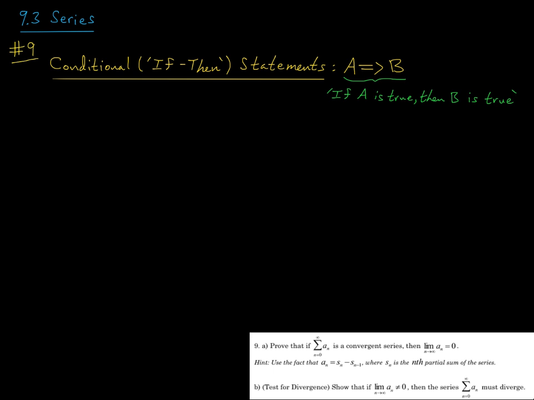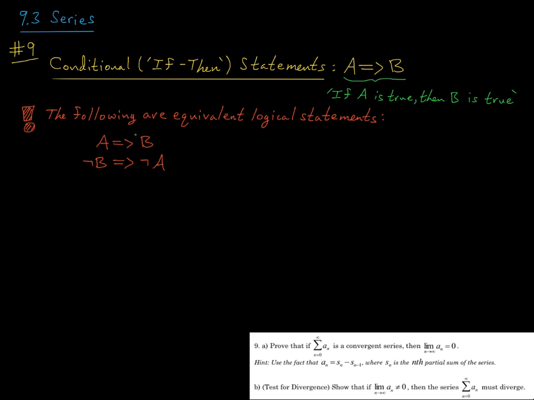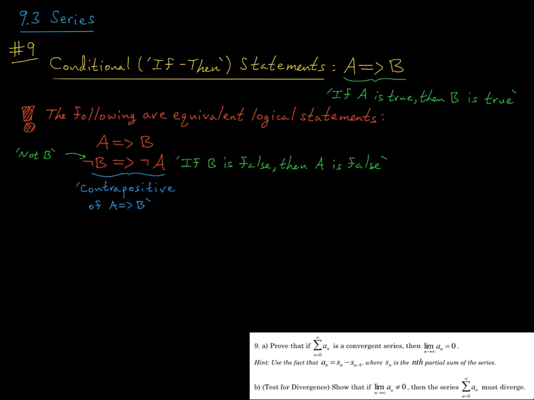All right, so next thing I want to highlight here with regards to conditional statements is that the following two statements are logically equivalent. So the statement A implies B is logically equivalent to this statement. Now this little symbol you see in front of the B and the A, we read this as the negation of B and the negation of A. So you can also say not B and not A. So what this statement right here is saying is that if B is false, then A is false.